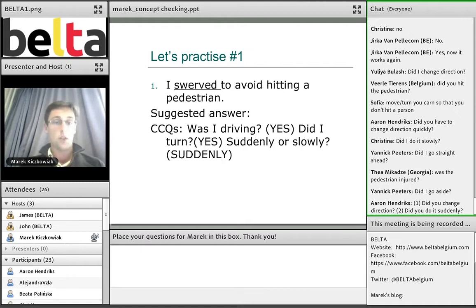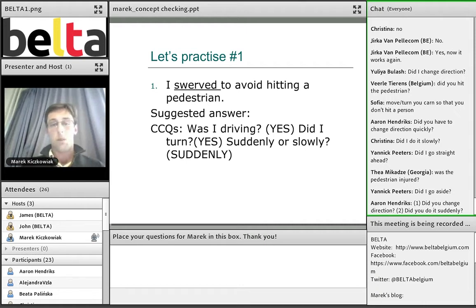So my CCQs were probably: was I driving? Because usually we associate this word with driving, or riding a bike, perhaps you could say drive if you are riding a bike as well. And did I turn? Yes, I did. And how did I do it? Suddenly or slowly? Suddenly. Notice that with the last question, I don't even bother making it a proper question, I don't use any subject or verb. It's just "suddenly or slowly." So I just try to make it as simple and as obvious as possible for the student.